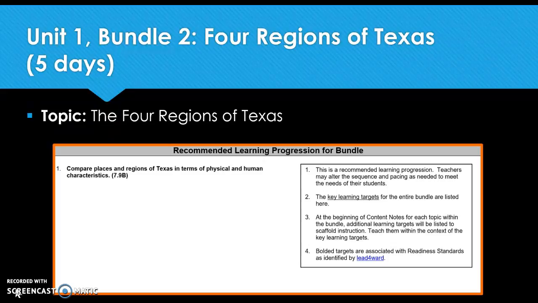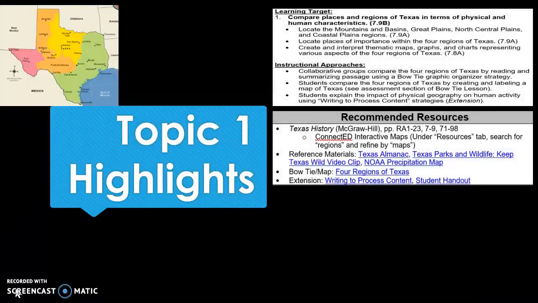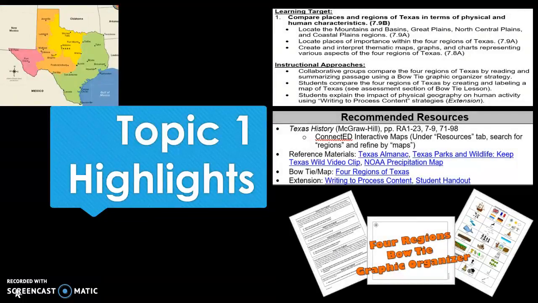Bundle 2 of Unit 1 is 5 days and consists of one topic that addresses the 4 regions of Texas. They'll be compared and contrasted by their physical and human characteristics. Check out the 4 regions bow tie graphic organizer in Topic 1.